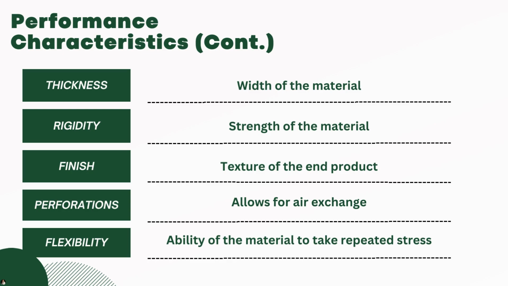Next, we have rigidity. So the strength of the material, how much the material can resist external forces, take on repeated stress. This is going to be very important for your larger splints. So your posterior long arm, your Munster orthosis, or patients that need a splint for work, essentially. The splint can take on repeated stress over time. So that's going to be a high degree of rigidity. The finish, so the texture of the end product when it's done.